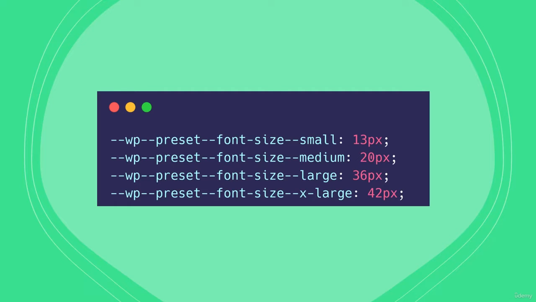WordPress has 4 font sizes, which are called small, medium, large, and extra large. As you can see, they're using pixels. By creating a new set of font sizes, WordPress will not delete these variables from the document. Interestingly, WordPress allows us to override these values with our own. The question becomes, why would we want to do that?